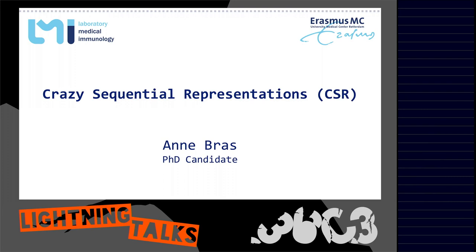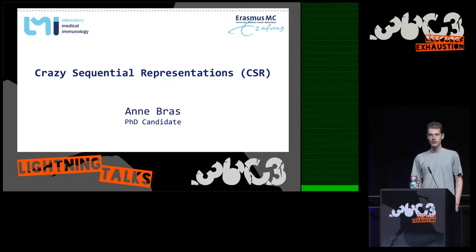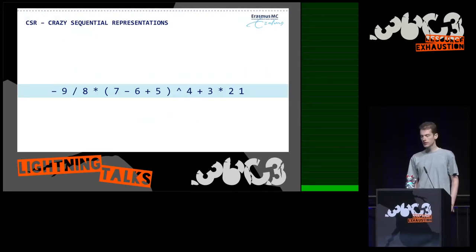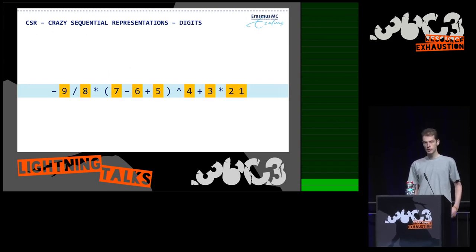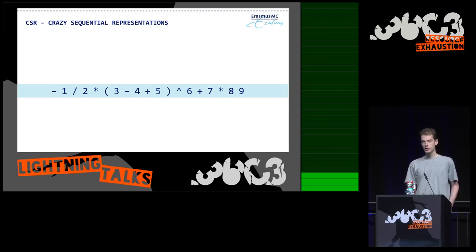Hello, everyone. Today, I'm going to tell you something about crazy sequential representations, or CSR in short. CSR are basically mathematical expressions in which all digits occur in order. This can either be in decreasing order from 9 to 1, or in increasing order from 1 to 9. Digits may be used as separate numbers, but digits may also be concatenated into larger numbers. And there are basically 5 operations that you are allowed to use, which are addition, subtraction, multiplication, division, and exponentiation.